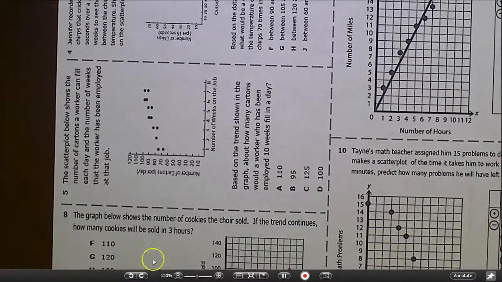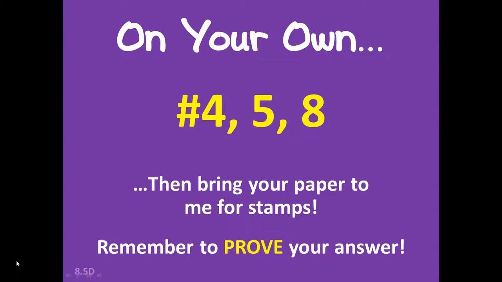So let's flip over to the back. And now what I'd like for you to do is look at number 4, 5, and 8 on your own. Again, these are predictions. You're going to have to really look at it. It's not going to be one of those things where you can just kind of glance at the graph and choose an answer. So really analyze it the way that we did on numbers 2 and 3. So after you've completed 4, 5, and 8, please bring your paper to me so that I can give you stamps on those questions. And then we will continue. So only 4, 5, and 8 right now. So go ahead and pause the video and complete those by yourself.